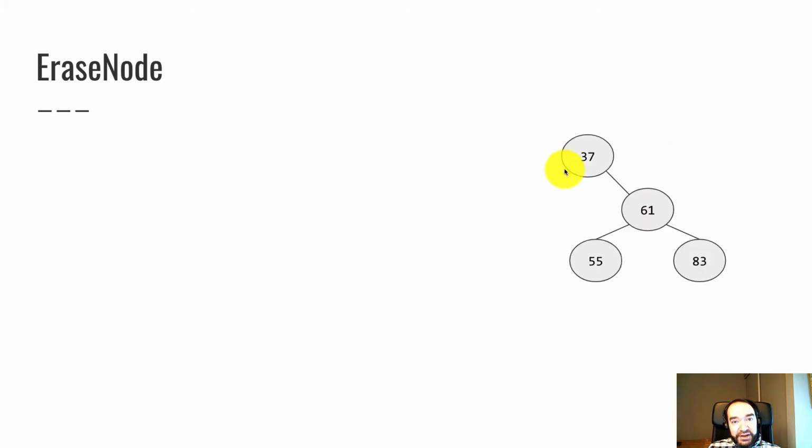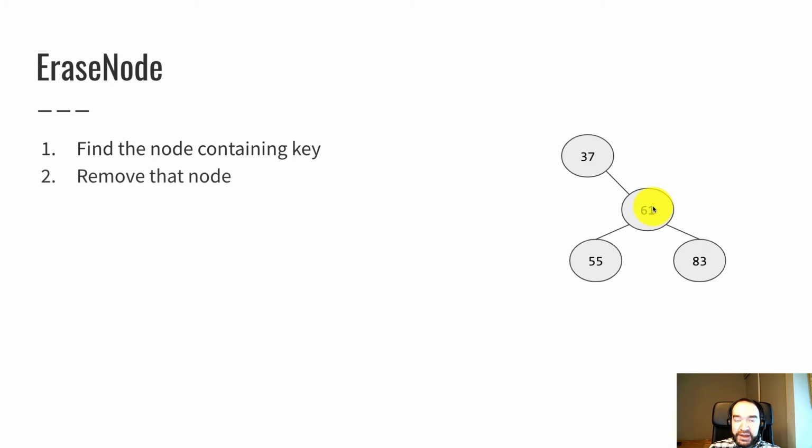So now let's get into erase node. Here's what it does. First, finds the node containing the key. This is the node that needs to be removed out of the tree. Remove that node.